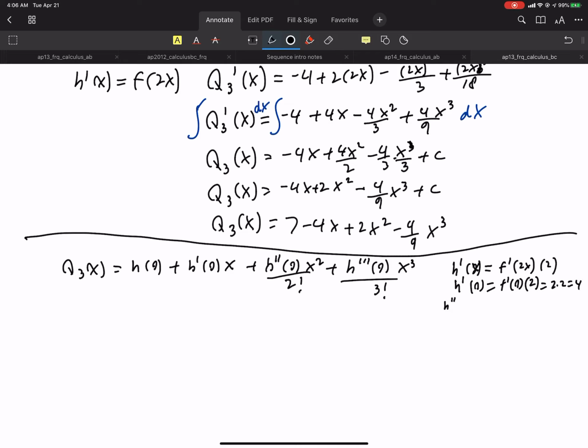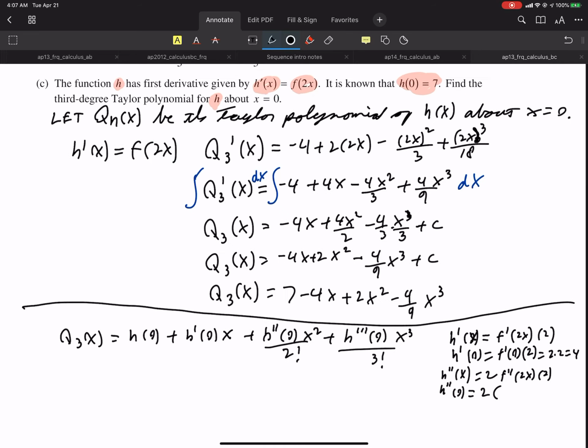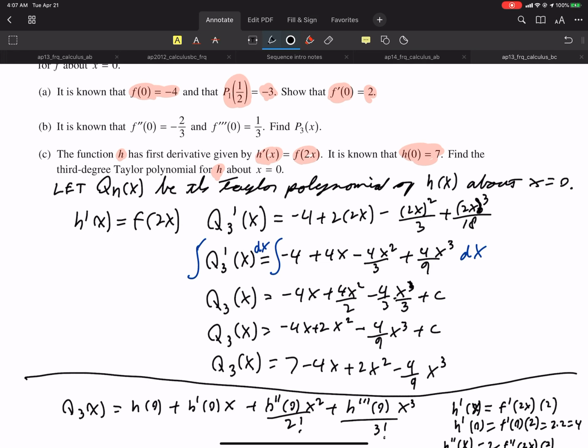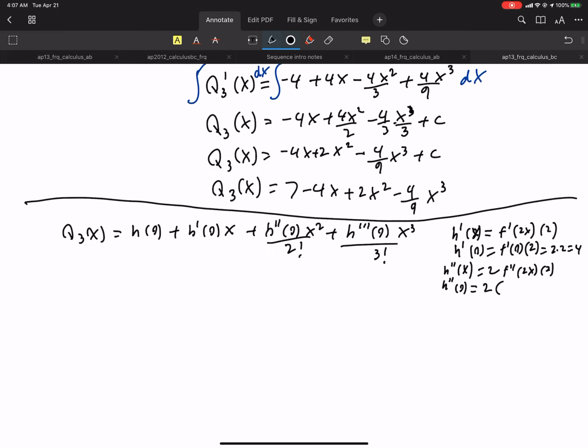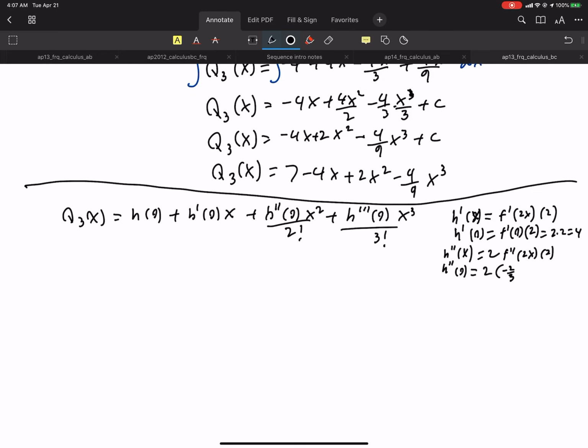So what's h double prime of x? Well, look at this. If I want the derivative of that, the 2 is a constant, so I just copy that constant. And I take the derivative of f prime of box. That would give me f double prime of box times the derivative of box. So now if I want h double prime at 0, I'd get 2 f double prime of 0, again, we found that above. F double prime of 0 was negative 2/3. So that would be negative 8/3.